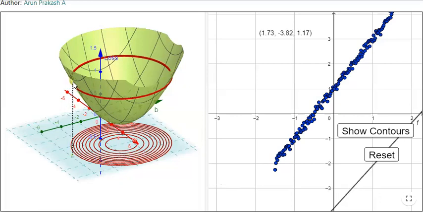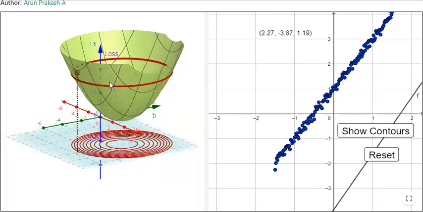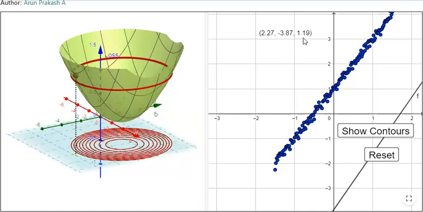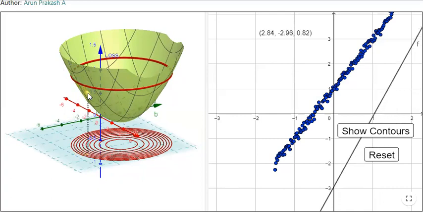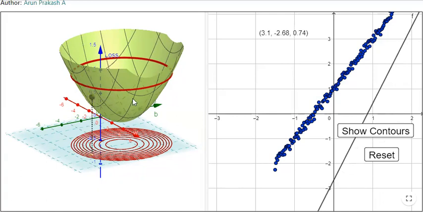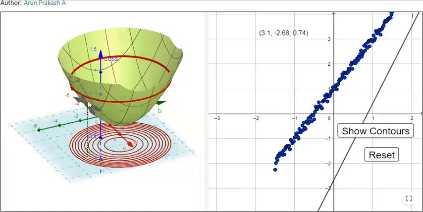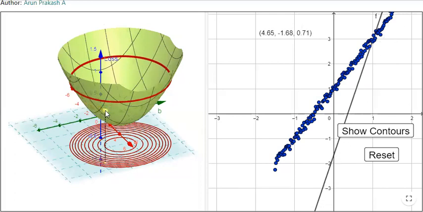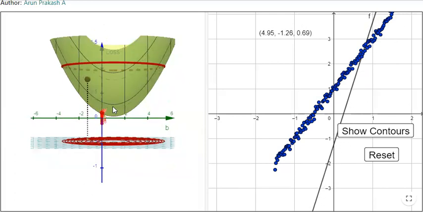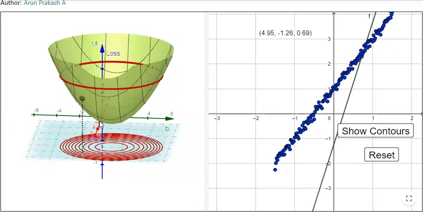As I move down, pay attention to the loss as I move down the surface. The loss is decreasing. One more thing you can do is see how the point is actually moving on the contours. When you move the ball on the surface to try to reach the minima, on the contours the small yellow ball, the point, is moving perpendicular to the contours.